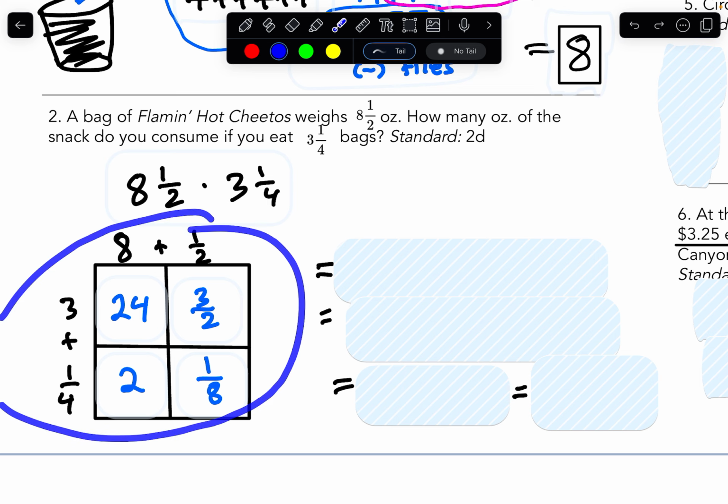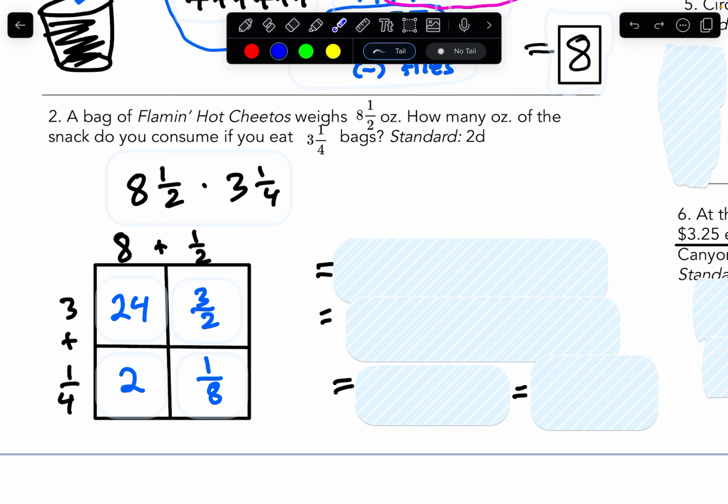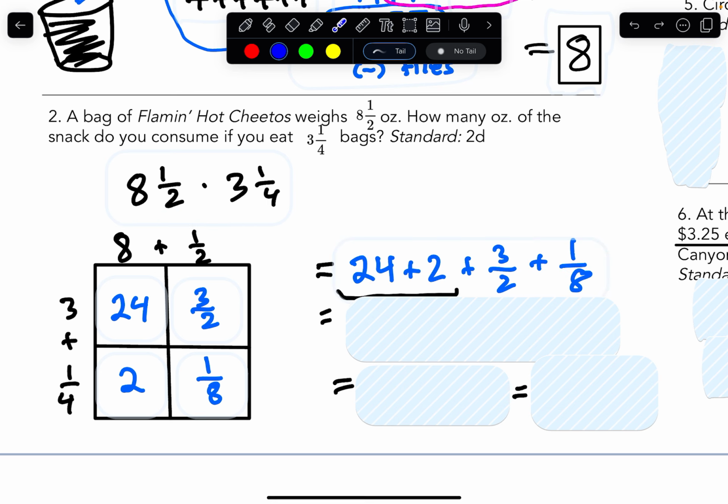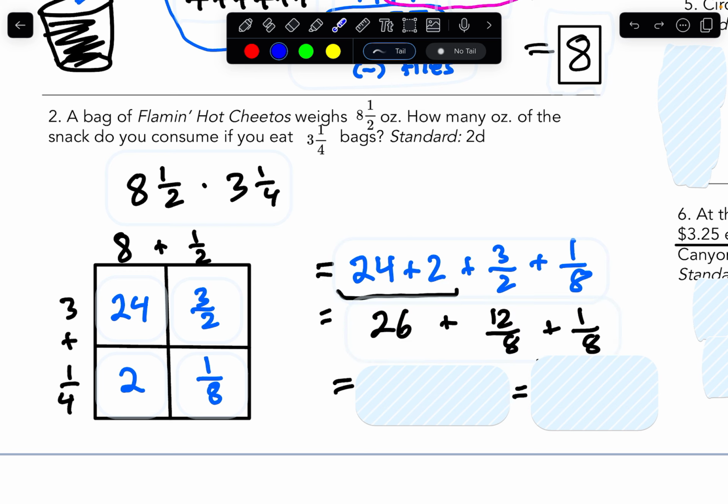I have this inside area. I'm going to go ahead and add them all up. 24 plus 2, I know is 26. And then for these 2 fractions, I need to have like terms.